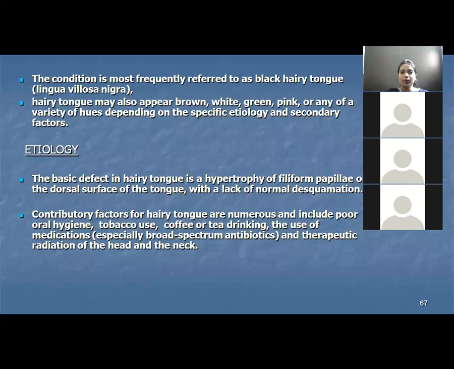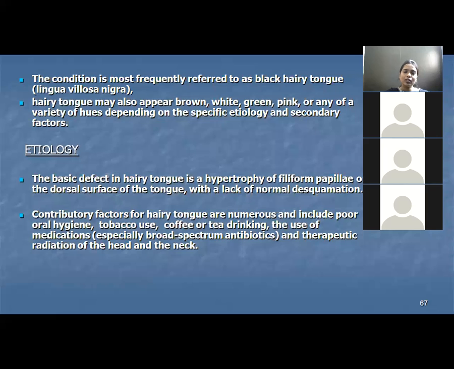Hairy tongue may also appear in other colors. So what is the color? It may be brown, white, green, pink, or any variety of hues depending on the specific etiology and the secondary factor. Then what is the etiology of the black hairy tongue? First, the basic defect in hairy tongue is due to hypertrophy. What is hypertrophy? It is the increased size of the filiform papillae.